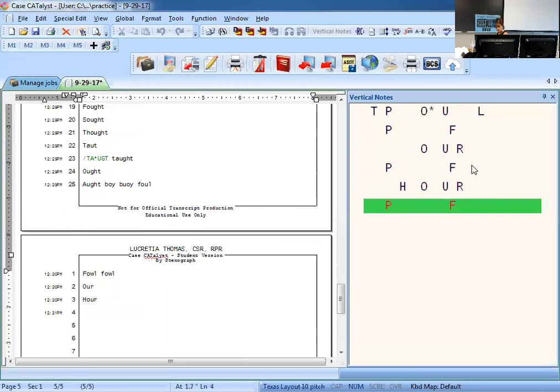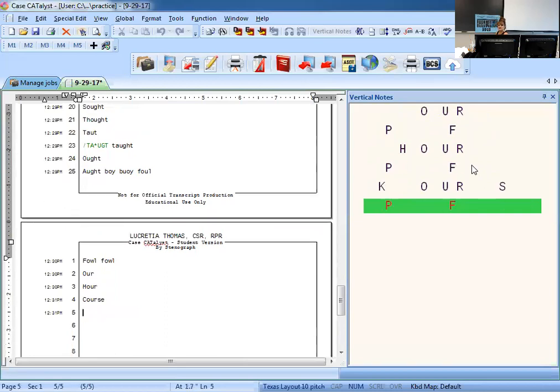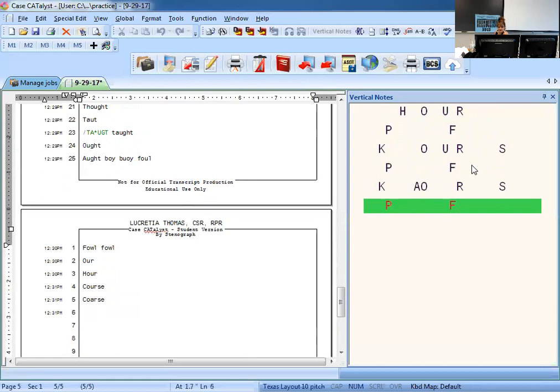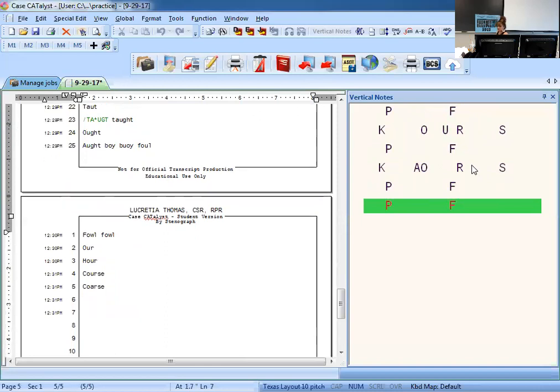Course, what course are you taking? K-O-U-R-S, just the way it's spelled. And then course, as in coarse pepper, K-A-O-R-S. Got to remember how to write these. There are a few words which do not have the ow sound, but do retain the ow, O-U spelling. So you all, these have to be written just like your book.